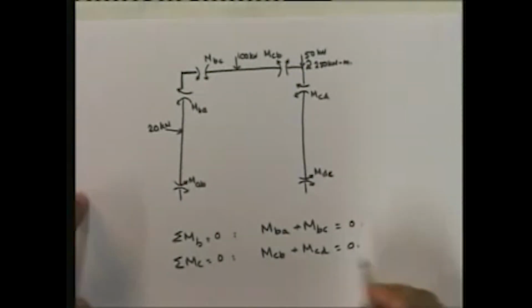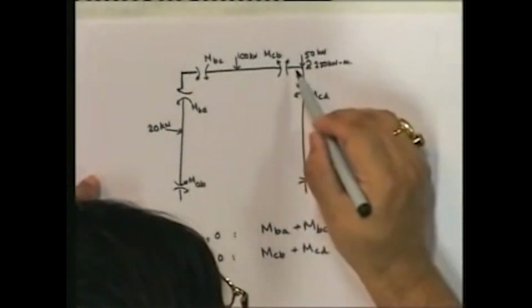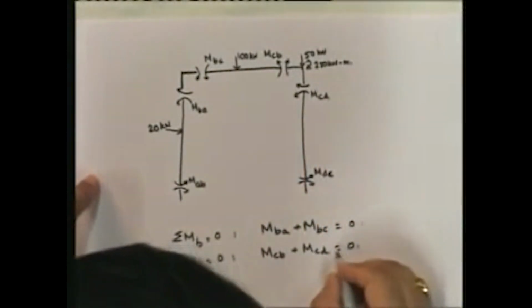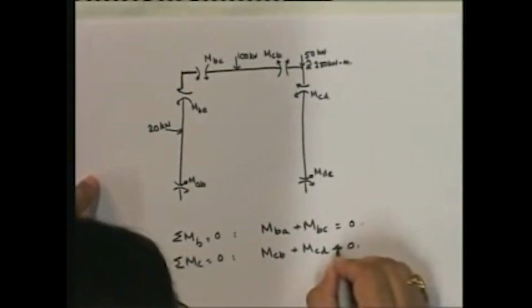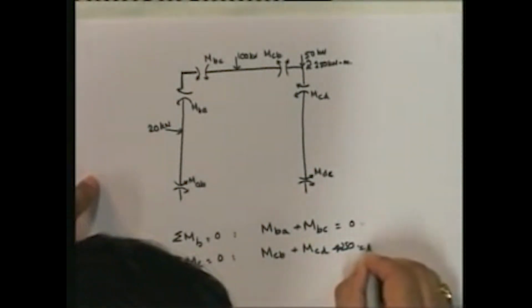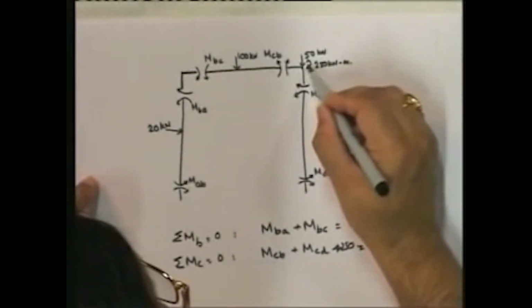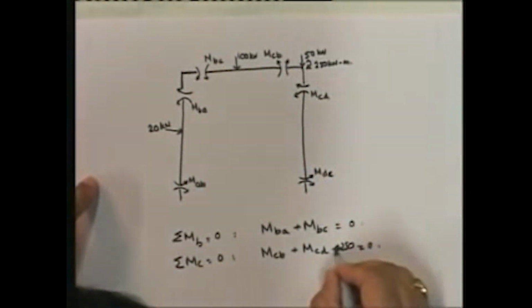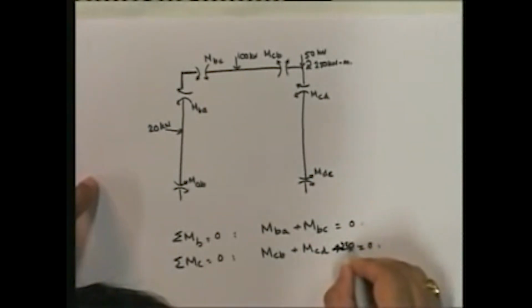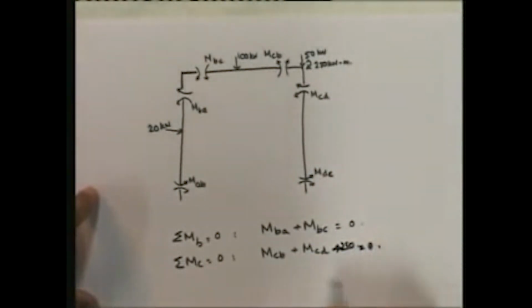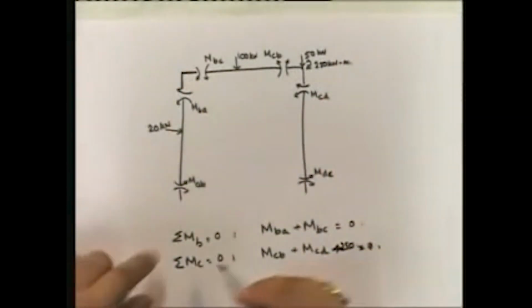Is it? No, it's not. MCB plus MCD plus 250 is equal to 0. Note that when you're taking equilibrium, the external loads also have to come in. So it's plus 250 is equal to 0. These are the two equations corresponding to the two rotations.